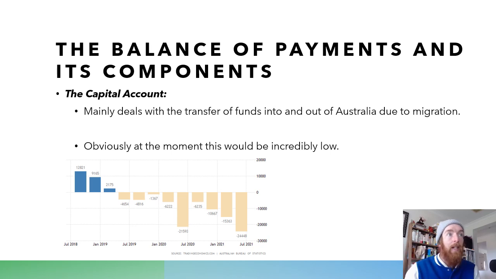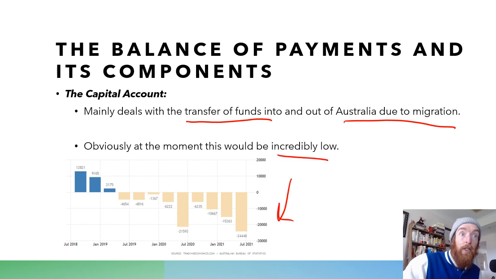Then we have the capital account, which deals with the transfer of funds into and out of Australia, mainly due to migration. So this obviously at the moment is incredibly low. It's massively negative as we don't have any migration coming into Australia.